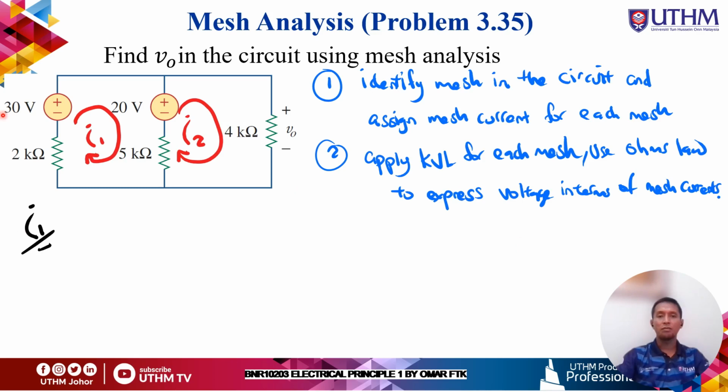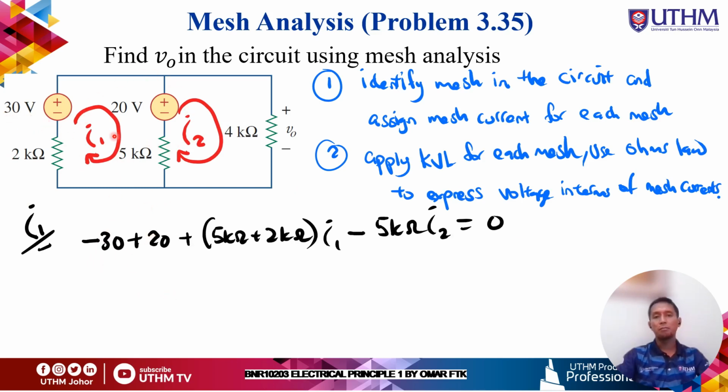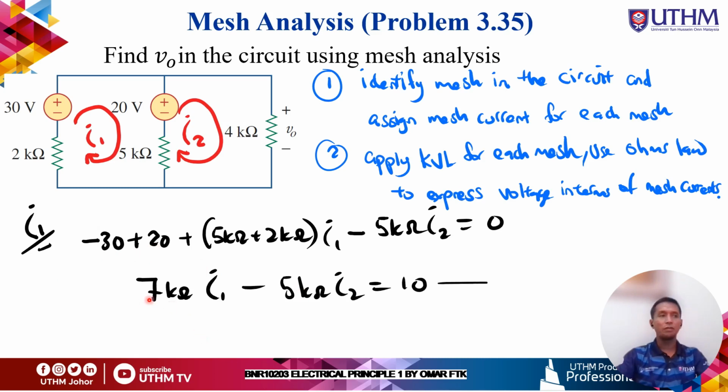Okay, so for the first loop, for I1, we will have 2k I1, and then minus 30, and then plus 20 volt, and then we have 5k (I1 minus I2), right? So when we simplify it, we will have 7k I1 minus 5k I2, and this will be equal to 10. So this is the first equation, right?